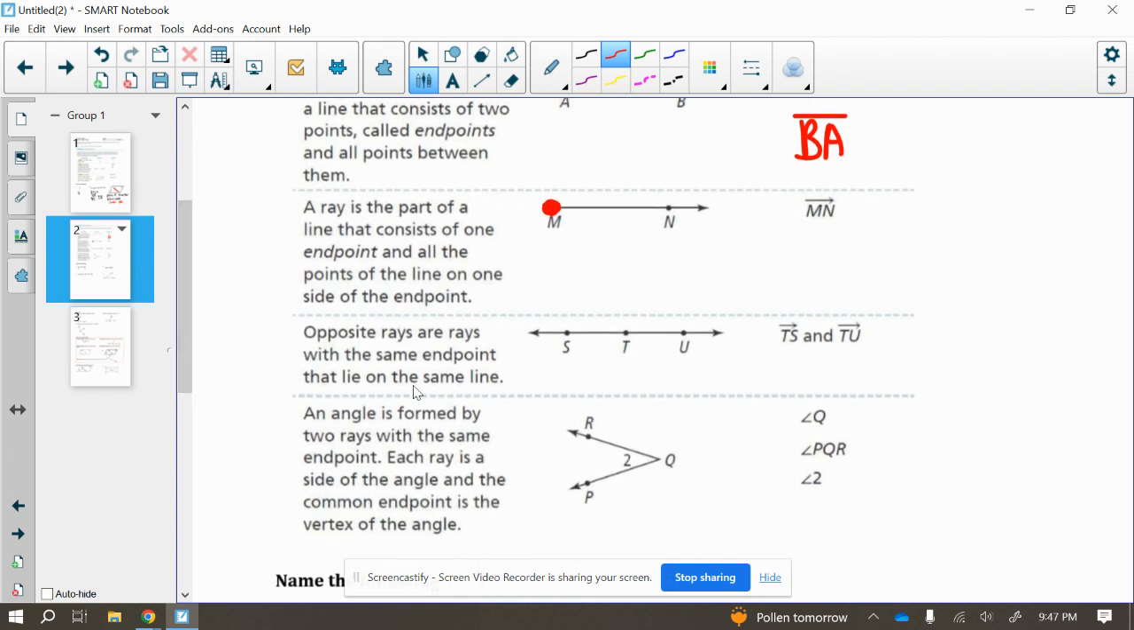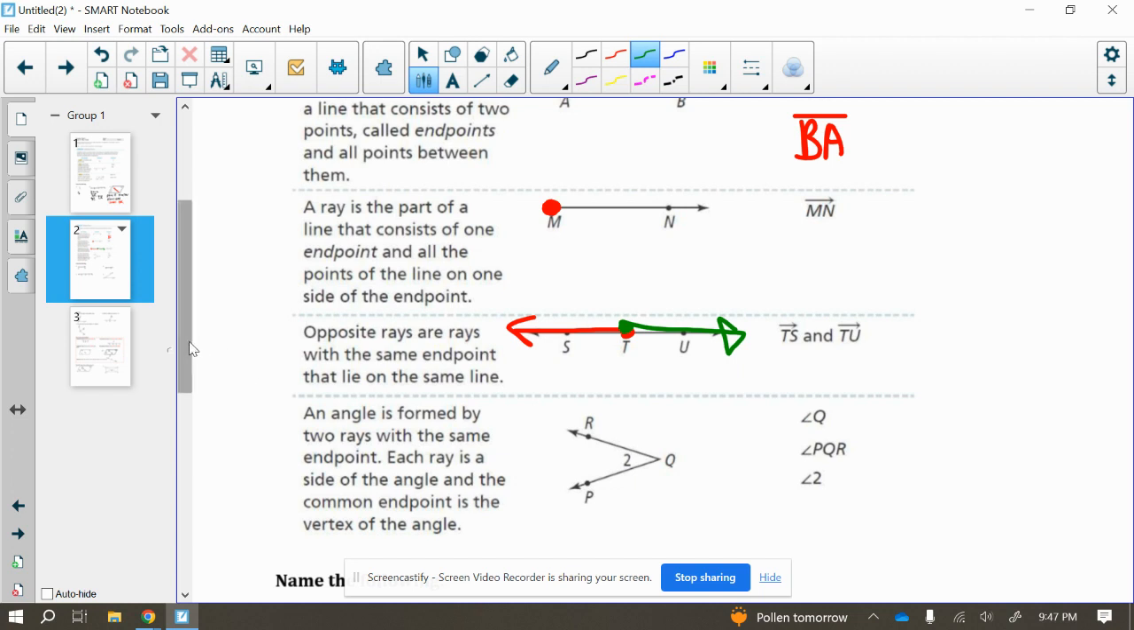Now, opposite rays, you're going to notice, look a lot like a line, right? We see that. But officially, an opposite ray is defining those 2 rays going in the opposite direction. So for instance, TS, and then we have TU.